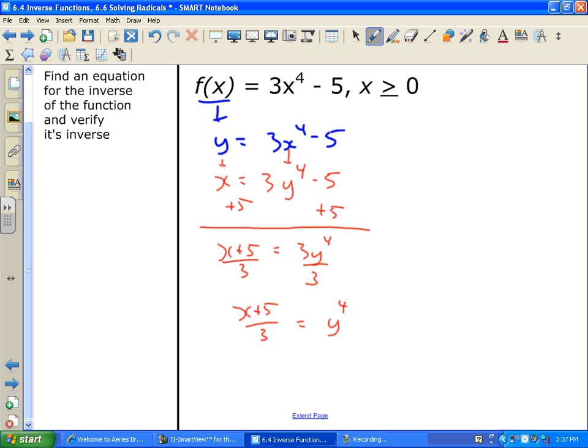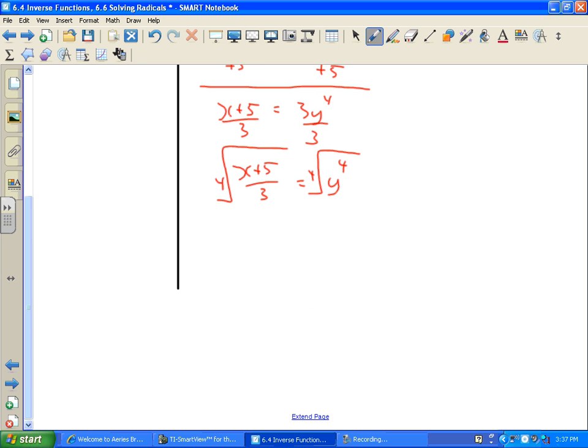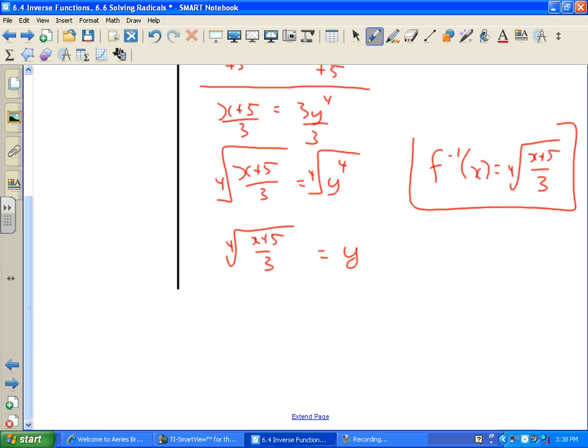How do I get rid of y to the fourth? Hopefully you're thinking we'll do something like this. Take the fourth root on each side of the equation. Remember, I can do whatever I want to an equation as long as I do the same thing to both sides of that equation. So on the left-hand side, I have the fourth root of x plus 5 over 3. On the right-hand side, the fourth root of y to the fourth will simplify just to y. So my inverse function here is the fourth root of x plus 5 over 3. That's my inverse function.